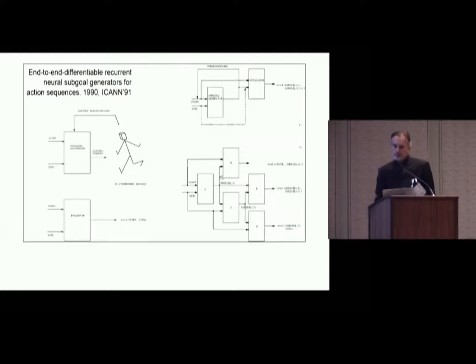And then you unfold the whole thing in time that looks like this, and you train it by backpropagation through time, and you have these copies of the evaluator to evaluate all these subgoals that were invented by the recurrent subgoal generator. And you can do end-to-end differentiation then to find a good subgoal sequence.